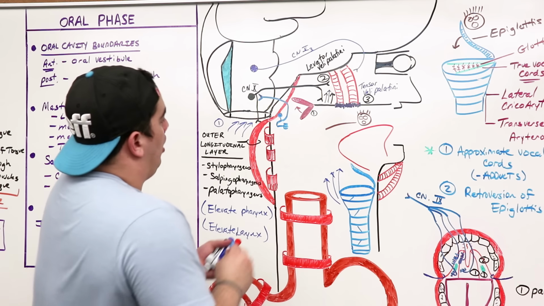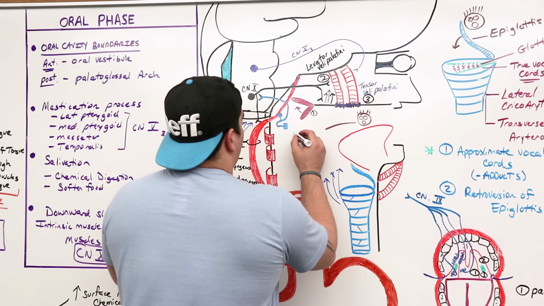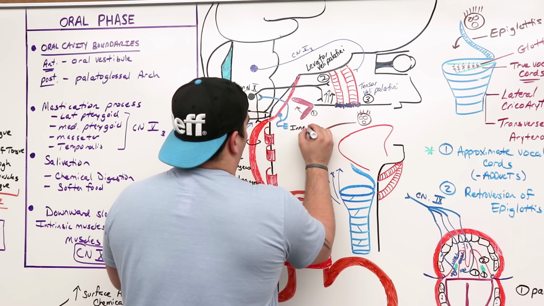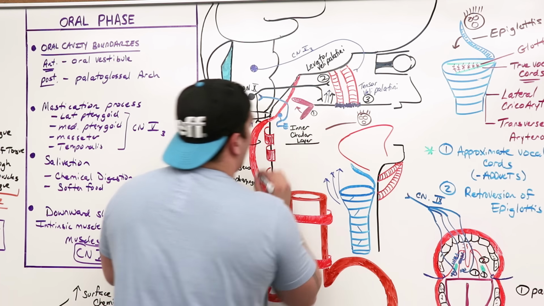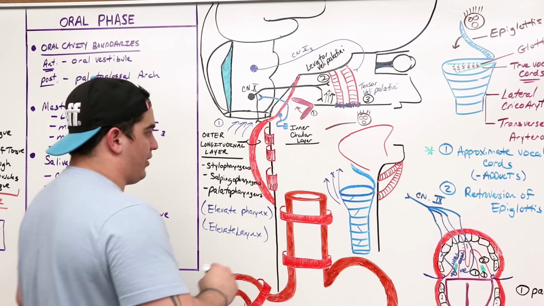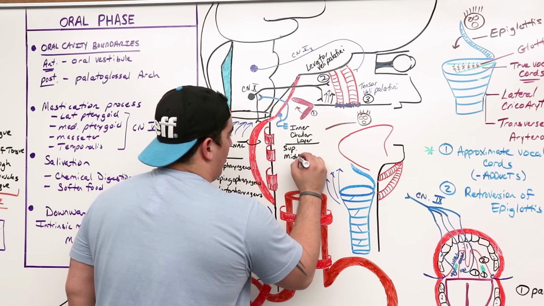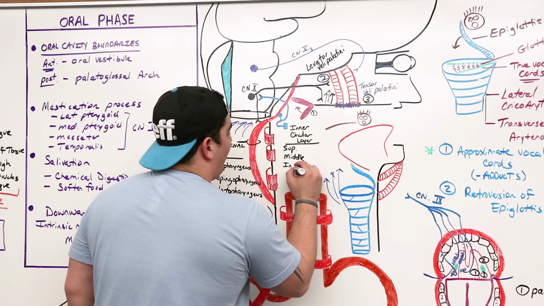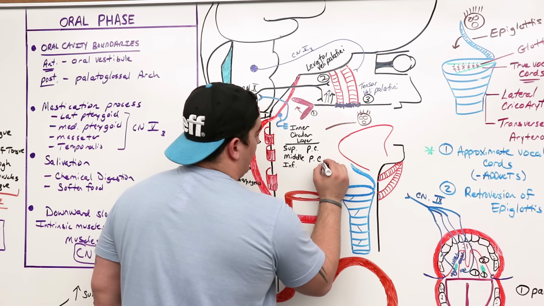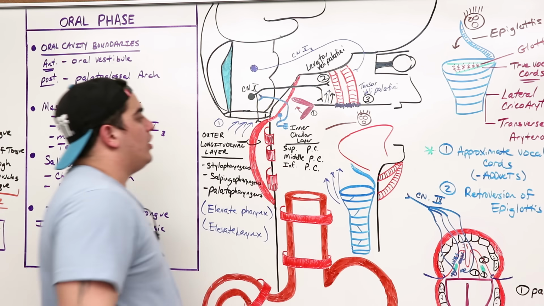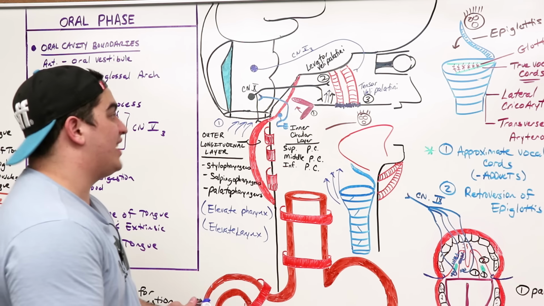Okay. There's this inner circular layer. So this layer here is the inner circular layer. And these are your pharyngeal constrictors. So there's the superior, the middle, and the inferior pharyngeal constrictors. I'm going to put PC, PC, PC. So you have the superior, this one, middle, and inferior pharyngeal constrictors. This is the circular layer.